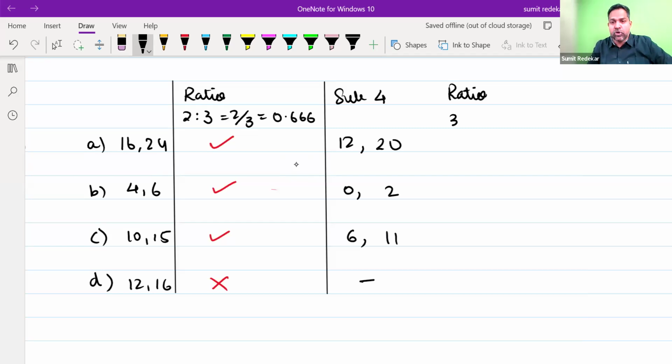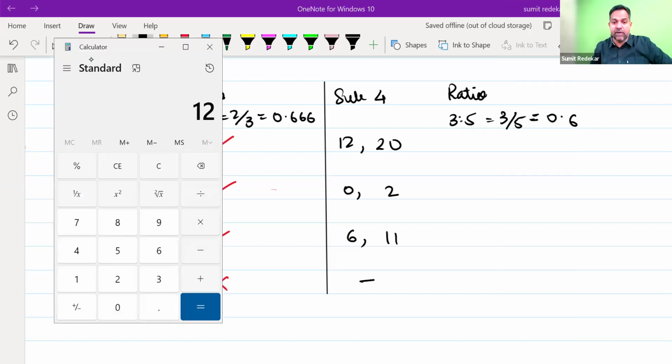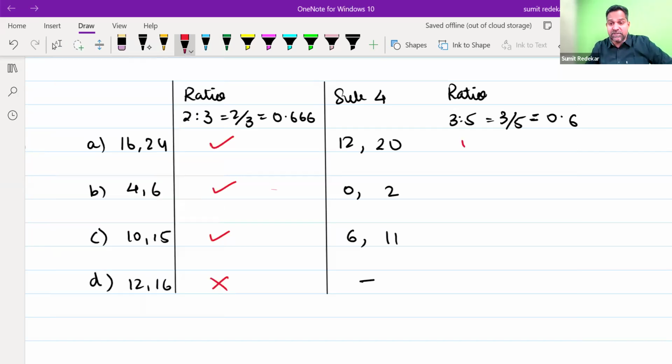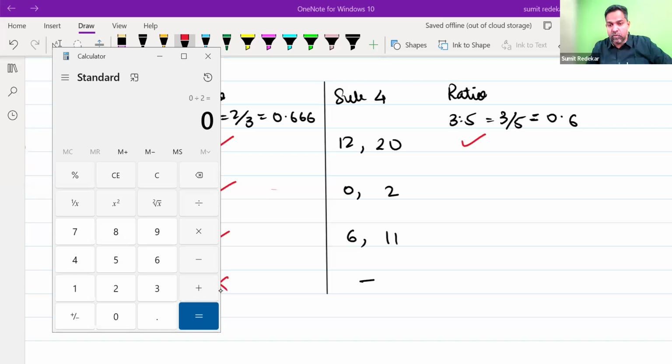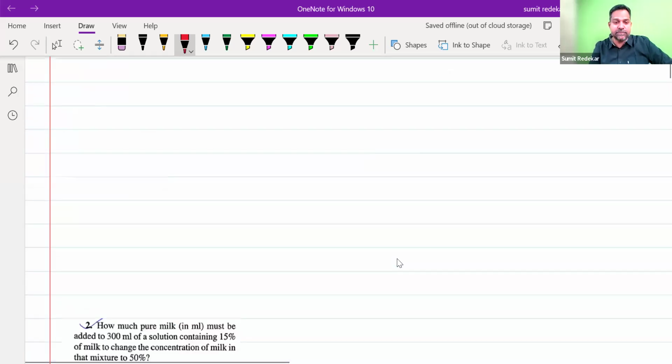The new ratio now should be 3:5, but I don't understand 3:5. Then let's do 3 by 5, and 3 by 5 is going to be 0.6. Anywhere where I divide the two and I get 0.6 is the answer. 12 divided by 20 is 0.6. Obviously, that was my answer. Next, 0 divided by 2 is going to be 0. And 6 divided by 11 is definitely not going to be 0.6. So my only option that agrees to both is 16 and 24. That is going to be the answer to the first question.